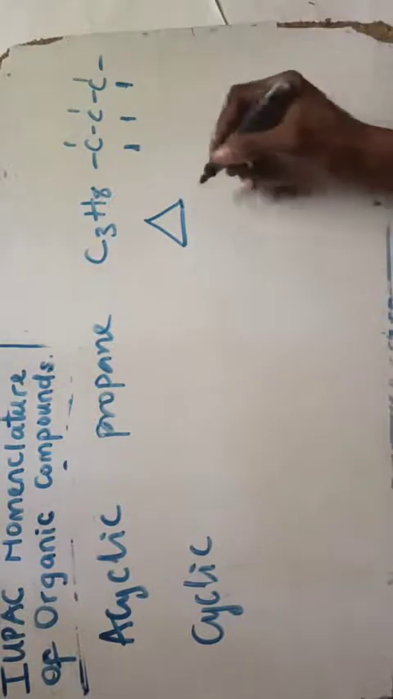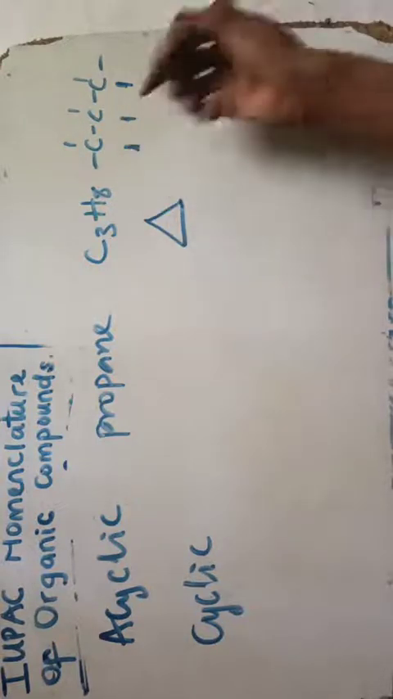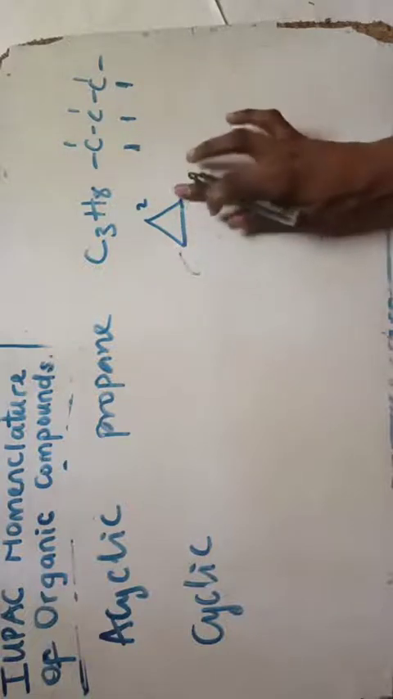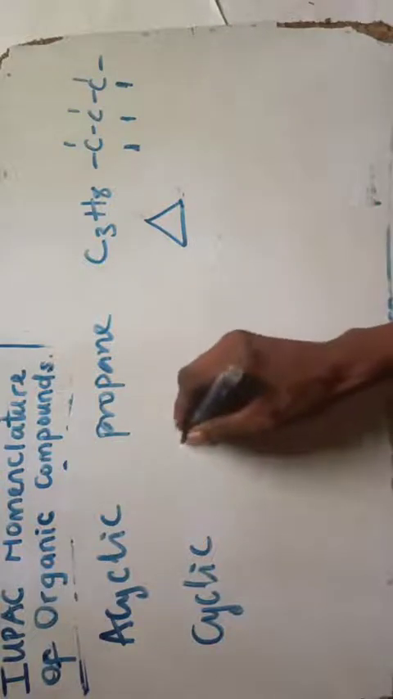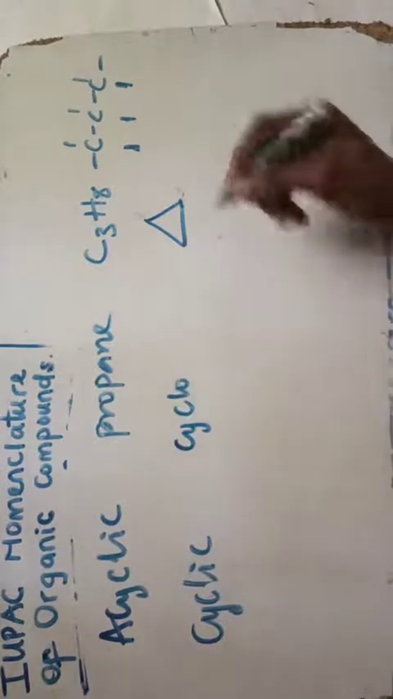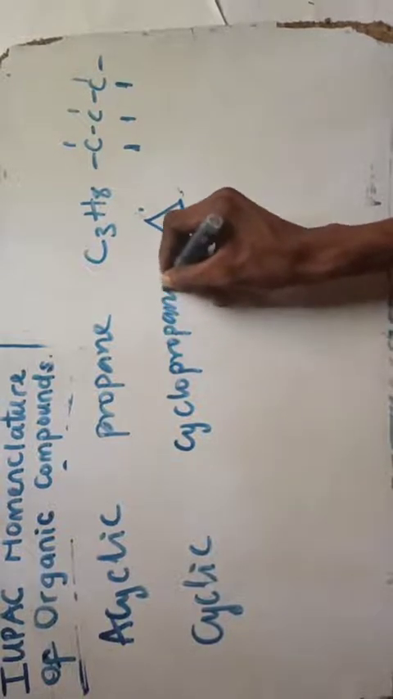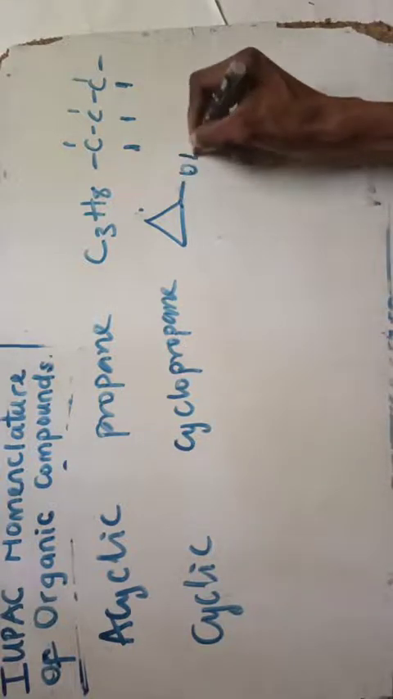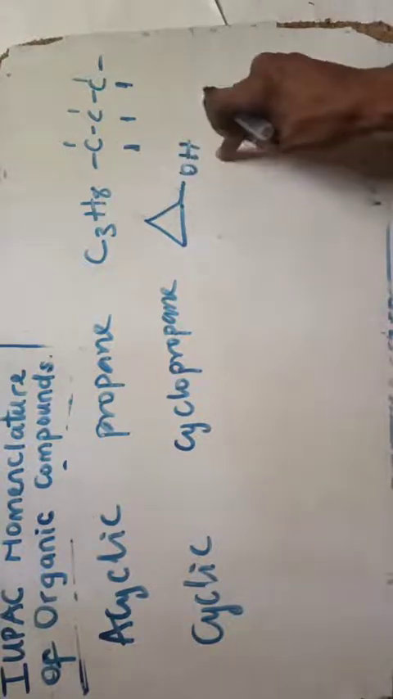Now this is how you count it. You can just pick up any branch, any number. 1, 2, 3. You can start, say, 1, 2, 3. This is cyclo. Okay, that will be cyclo 1, 2, 3 propane. Okay, cyclopropane. So what about if I do like this? OH. That is cyclo. What is now the functional group there? Propanol.